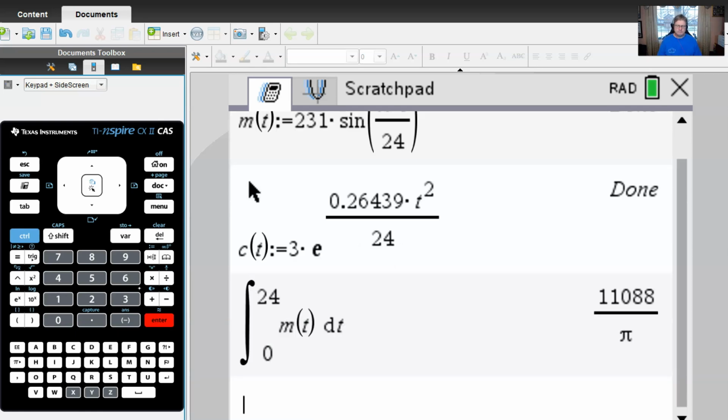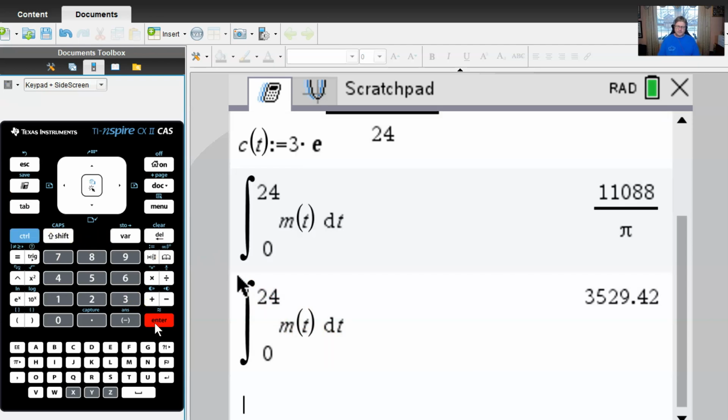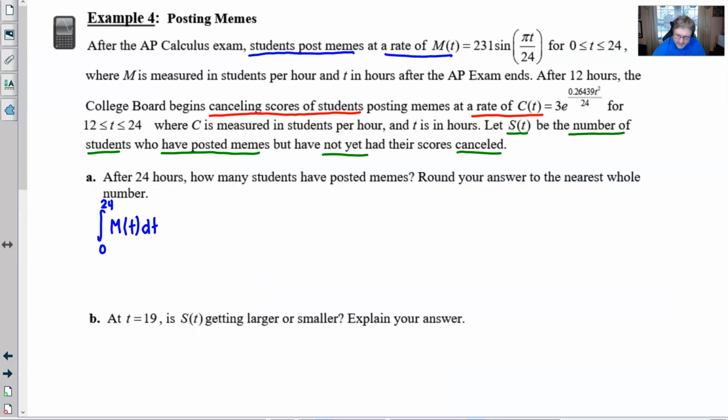Okay, we'll take it, but if we want to convert this to a decimal, I probably could have been better off putting a decimal input in here for those of you that use a CAS calculator. But if I hit Control Enter, that works just as well. Now I have 3529.42, but if we go back and read the problem, it does say to round to the nearest whole number. And so I can just say 3529.